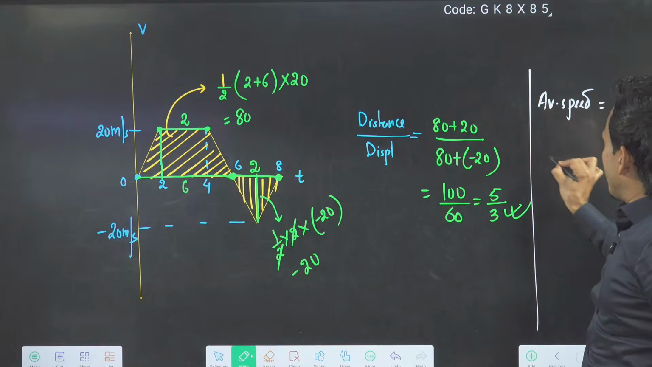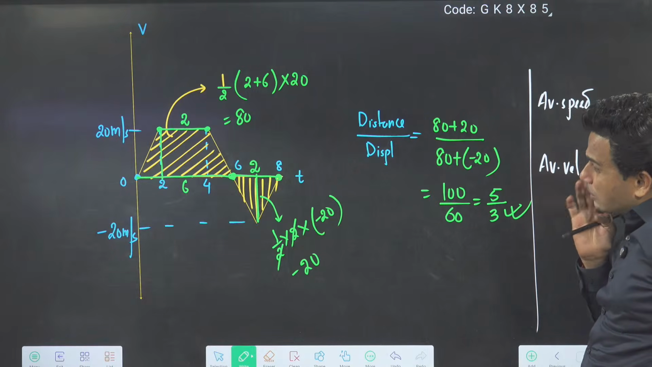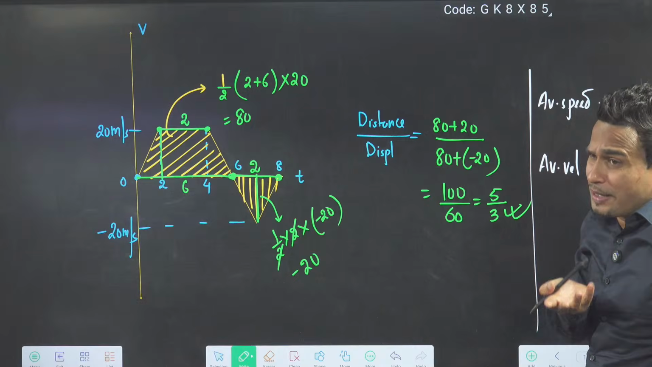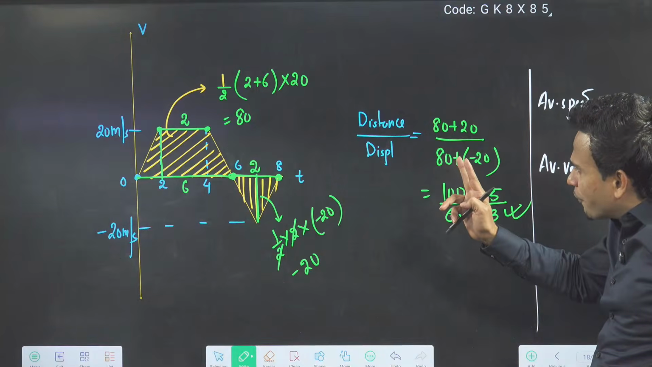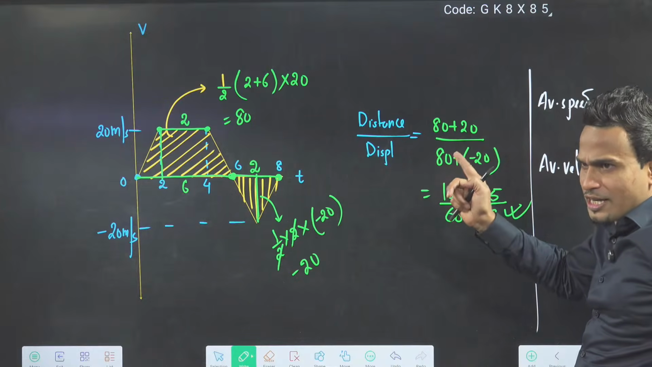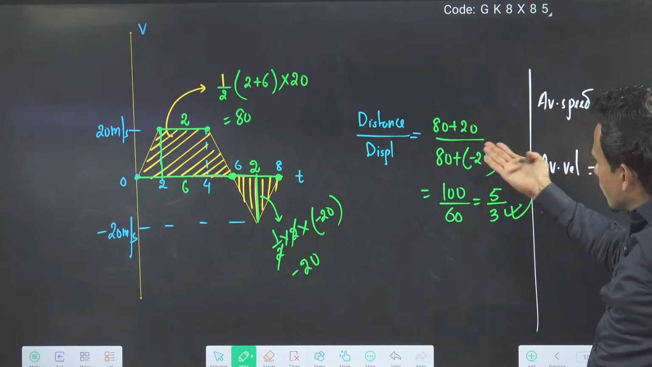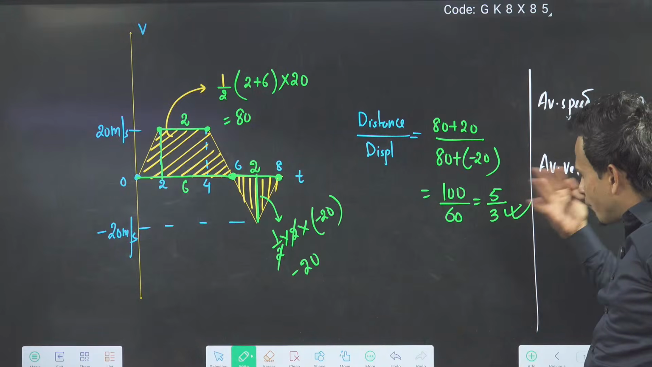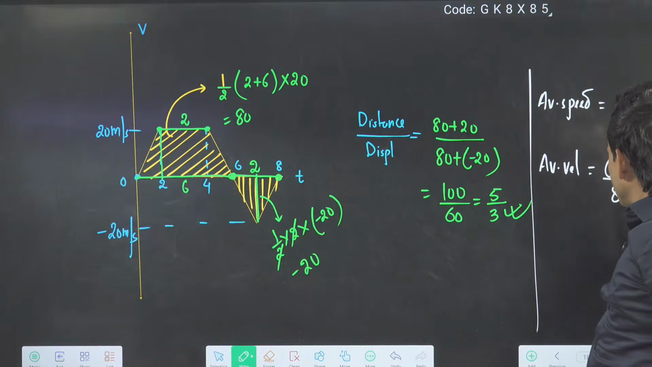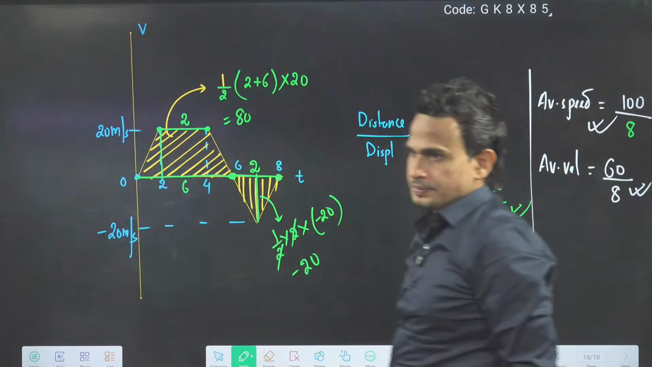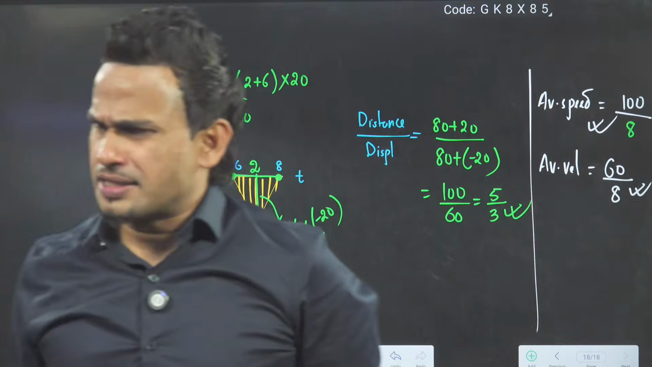That is 8. If they ask you average velocity, this is also asked. They will give you the graph. Students think only area gives displacement, distance. How to find average? You can find, because with the help of the graph you are getting displacement also, distance also, and time is already there. So from there we can find average speed, total distance by total time, and average velocity, total displacement by total time. These are also things which are asked.